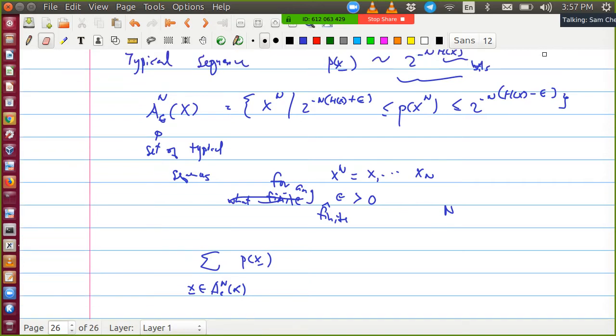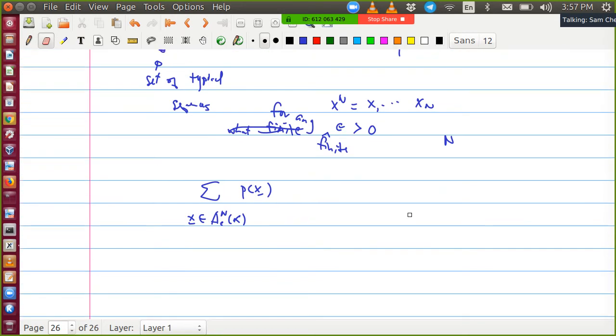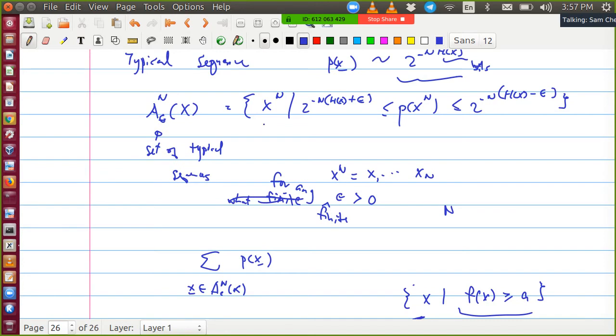Are you familiar with this kind of set notation? For example, when we write a set like x such that f(x) is bigger than or equal to b, are you familiar with this notation? This is just a notation for the set. It's saying this is the set of all the x that satisfy this condition. Basically, the probability of this sequence is within this range.